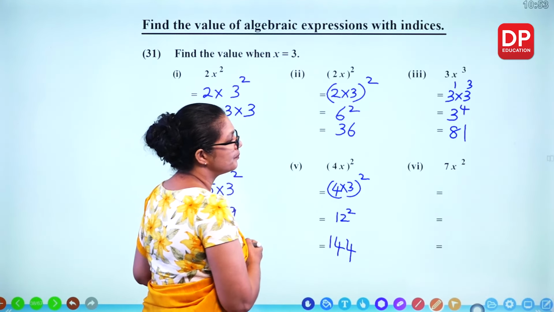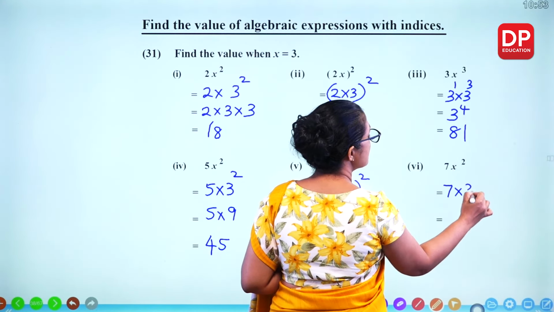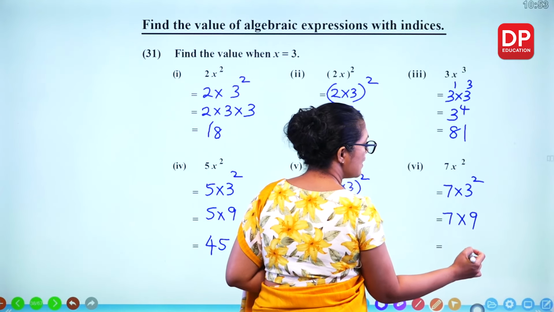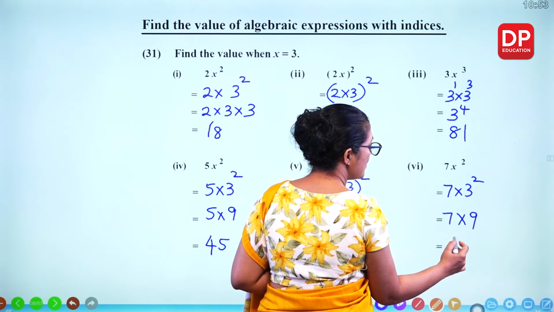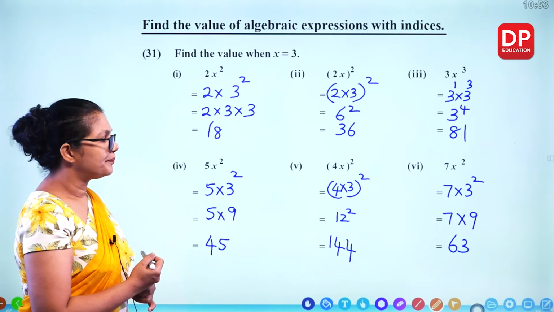12 squared means 12 times 12. 144. 7x squared. 7 into x is 3. So 3 squared. What is 3 squared? That's 9. 9 times 7. What's the answer? 63.